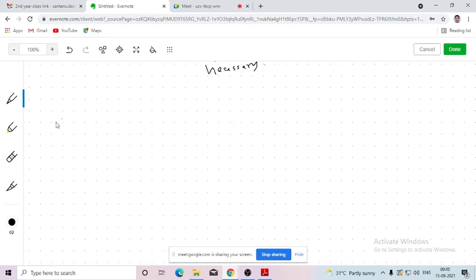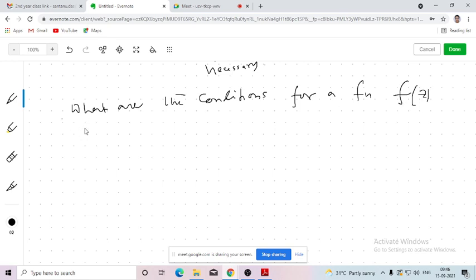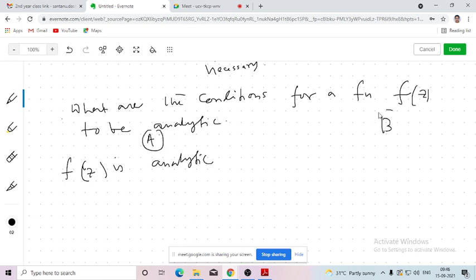Okay. Now how to incorporate this in analytic functions? Here there are two types of things. One is we are going to verify what the conditions are for a function, here obviously the complex valued function f(z), to be analytic. So there will be two parts. One is f(z) is analytic, so that is condition A. Another will be condition B. That means there will be certain conditions. Now what are the conditions?